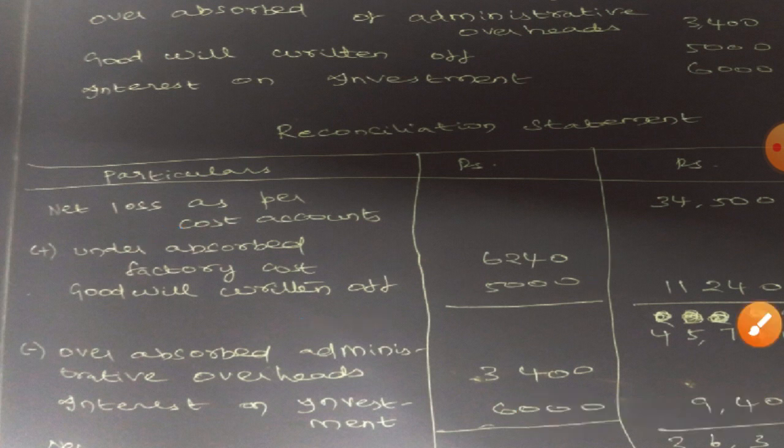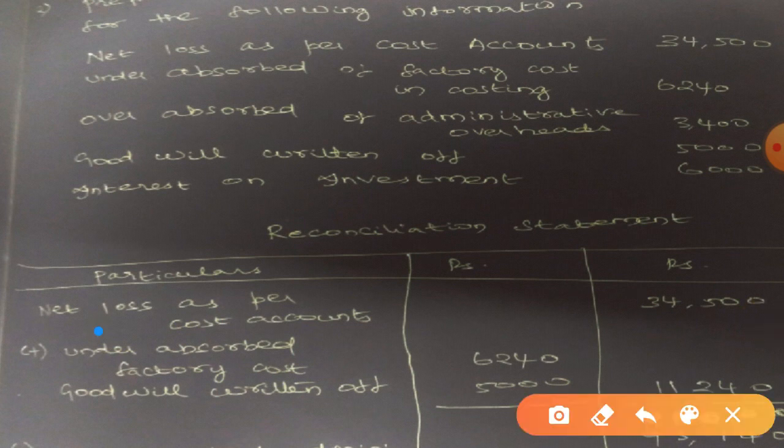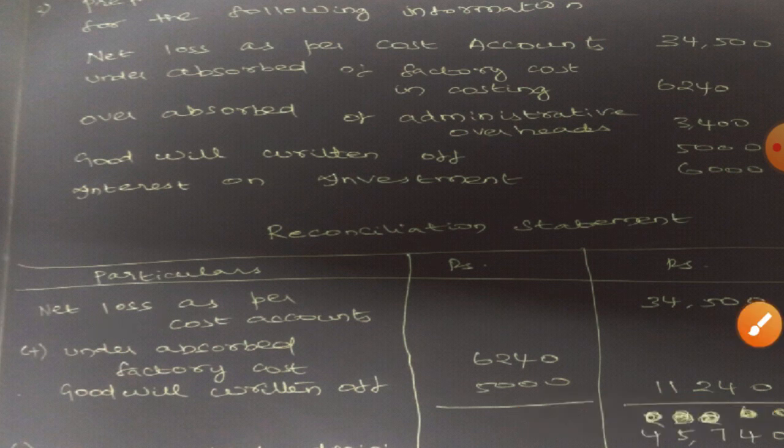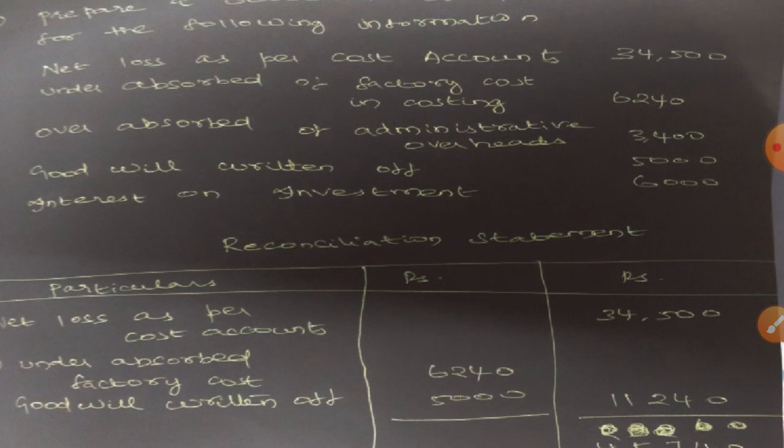Fine. Then interest on investment, it is an income element. That is, you might have made an investment, and for that investment you are getting interest, which is an income element. But over here, since we have been given net loss in this question, we will be deducting this interest on investment, which is 6,000 rupees. So this is the information which we had in the question.